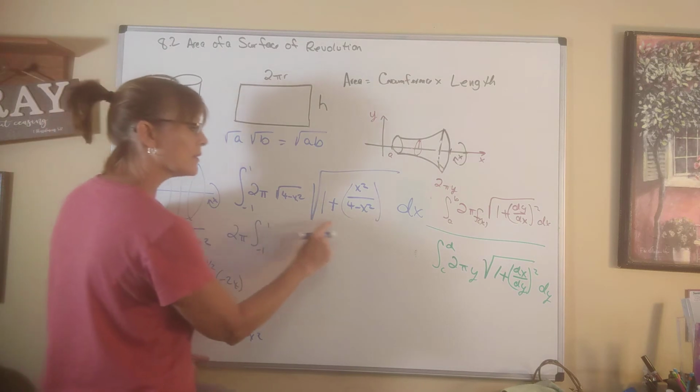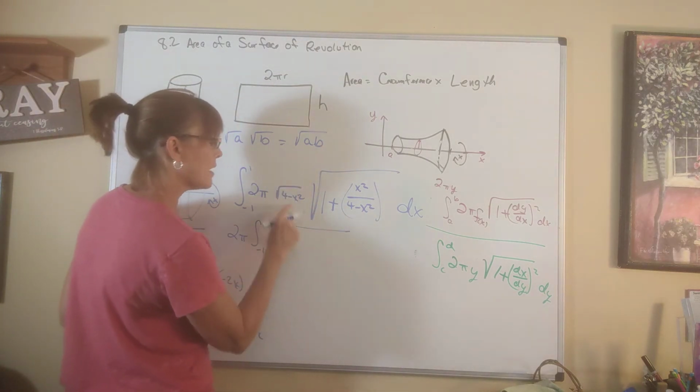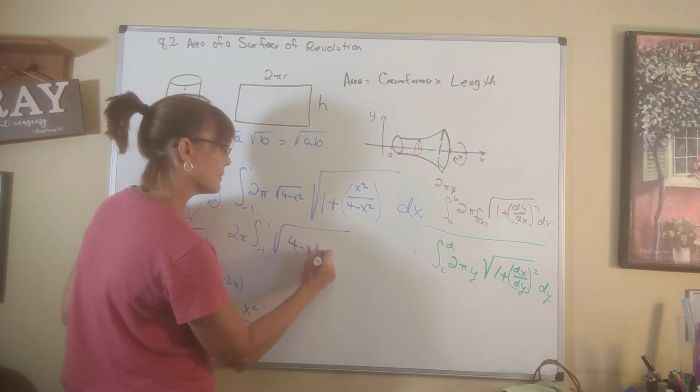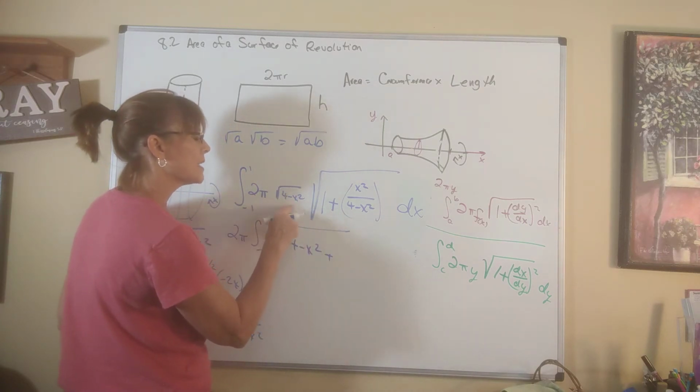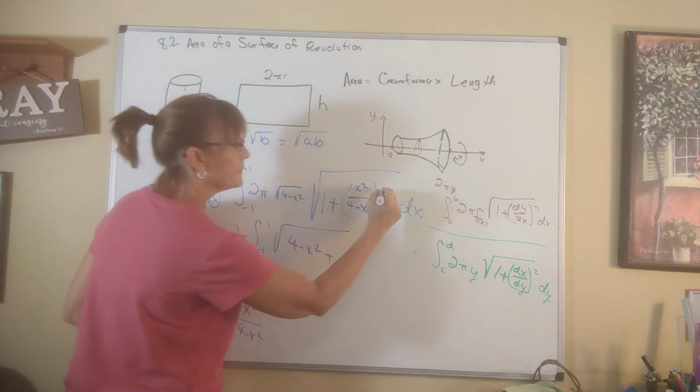Here, the square root times the square root is the square root of a times b. So this is the square root of 4 minus x squared times 1, or 4 minus x squared, plus 4 minus x squared times x squared over 4 minus x squared.